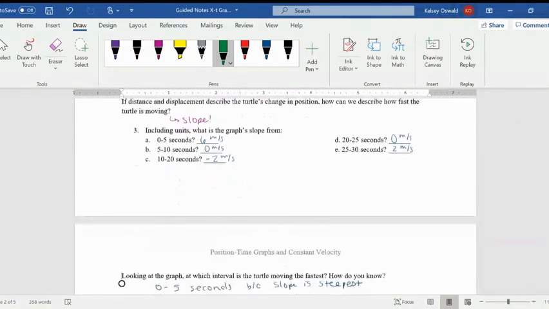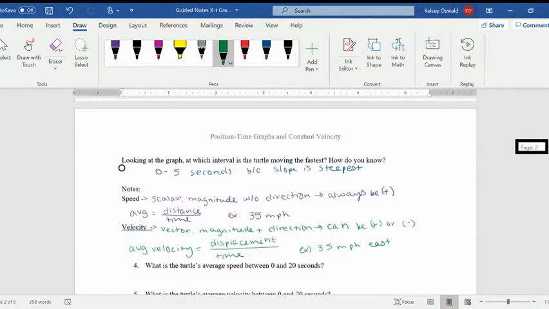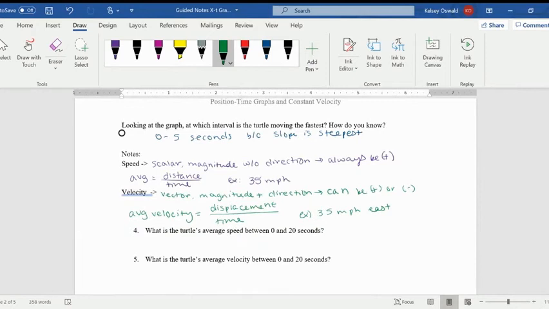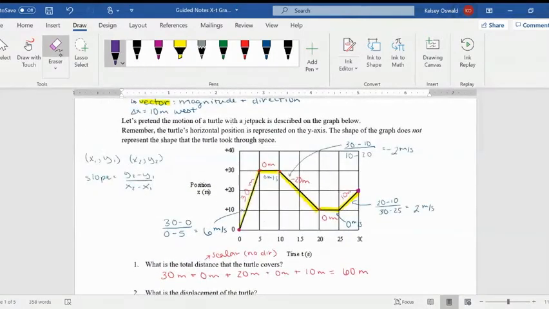Okay, so then for number 4, we want to find the turtle's average speed between 0 and 20 seconds. So when we are looking at speed, we're going to do distance divided by time. So I know my time frame here between 0 and 20 seconds is going to be 20 seconds. I need to go up and see what distance my object traveled between 0 and 20. So I scroll up to my graph, and I'm just going to look at 0 and 20 seconds.